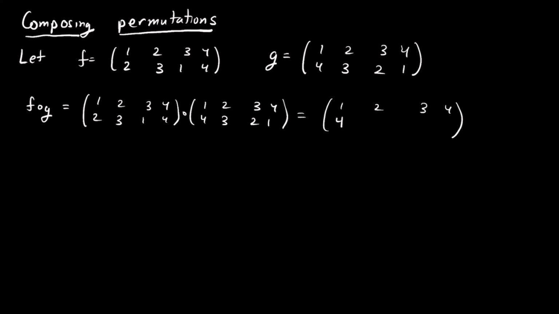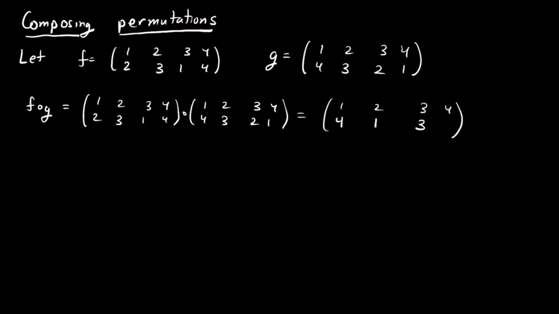Now I ask, where does 2 go? Well, g takes 2 and maps it to 3. And now I have to take that 3 and plug it back into f. f is going to take 3 and map it down to 1. So in the end, 2 goes to 1. I can ask myself, where does 3 go? Well, g maps 3 to 2. And what does f do? f takes that 2 and maps it back down to 3.